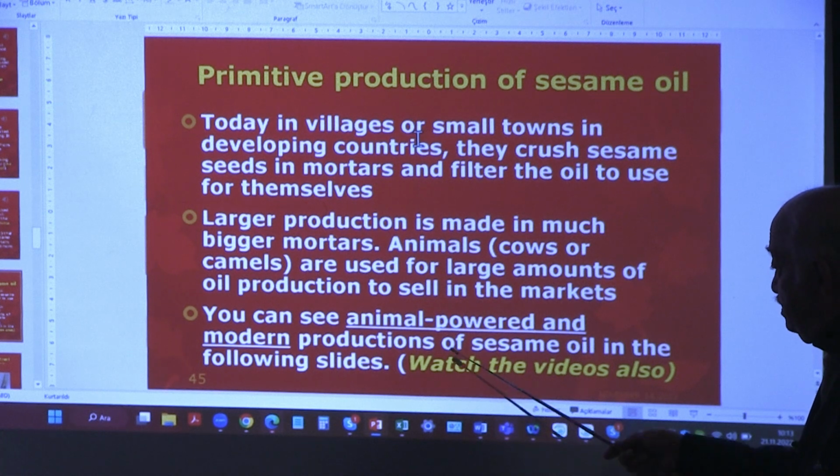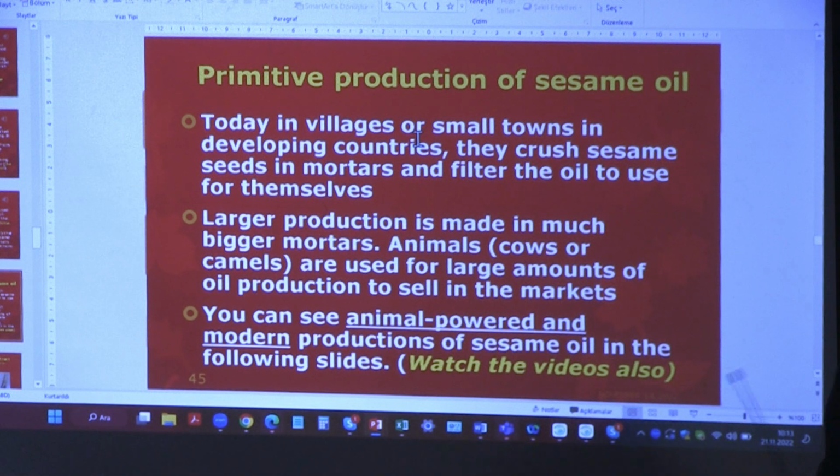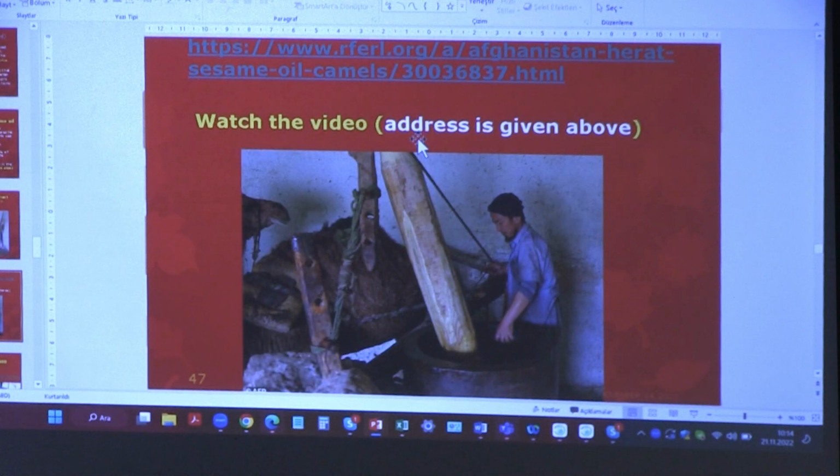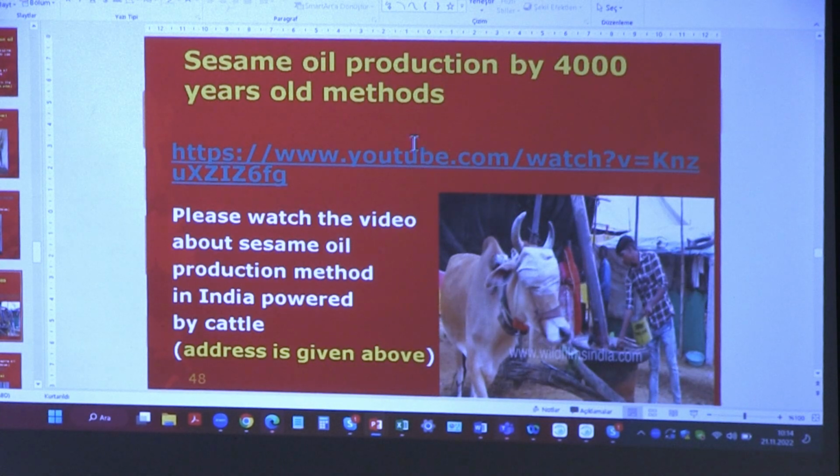Now, there are videos. In the next slide, I'll show you how they use animals to produce sesame oil. This is a photograph which shows a camel running around the container where the sesame seed is being forced and crushed. This is another one. Now let's see if we can watch the video.